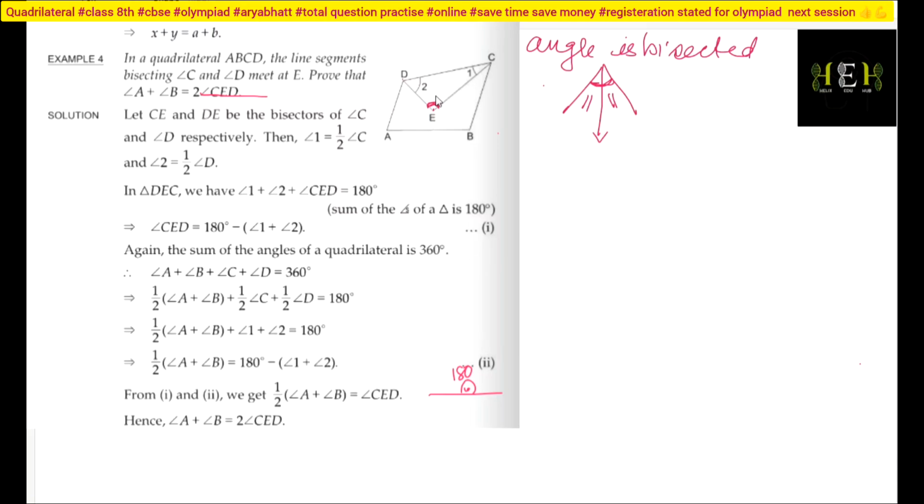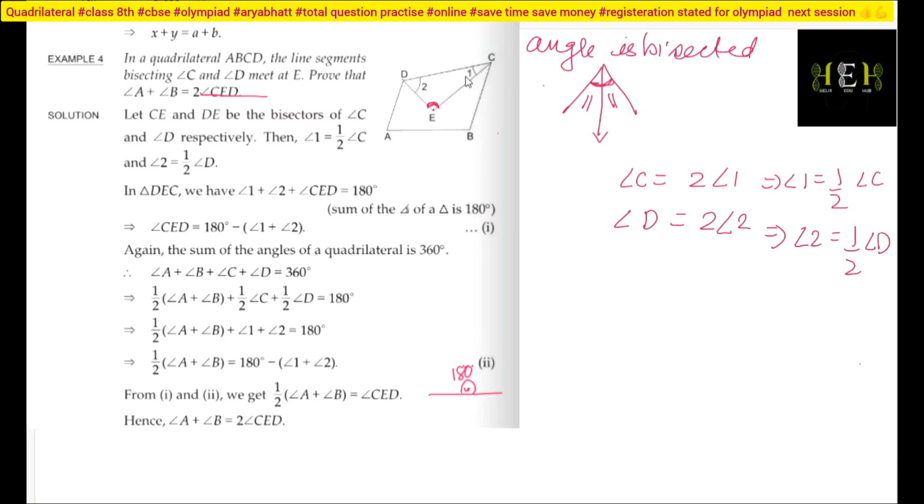How can I start? Suppose that this is a quadrilateral, right? Now they are saying one angle is bisected. So I will say that angle C is equal to twice of angle 1. Is it okay? Similarly, angle D is equal to twice of angle 2, right? So from this I can say angle 1 is equal to half of angle C, and angle 2 is equal to half of angle D, right? I can confirm this. Now come to this triangle.